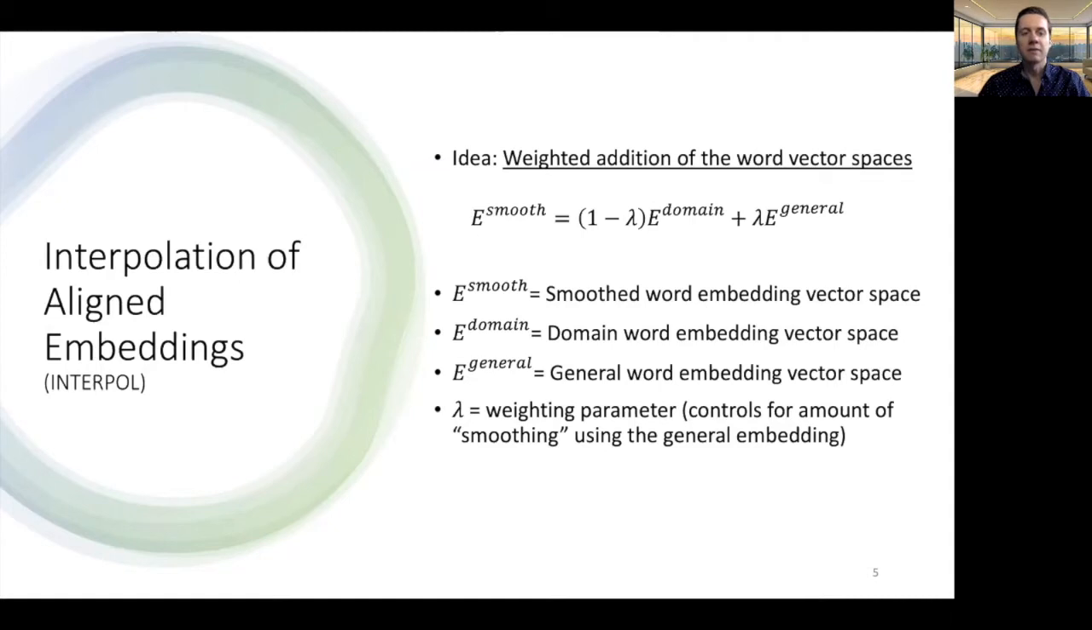First, I'd like to start with the interpolation of aligned embeddings, which we also call Interpol. The idea there is that we do a weighted addition of the word vector spaces. As you can see in this formula, the embedding space E smooth, which is going to be the resulting embeddings, is a linear combination of the domain word embeddings and the general word embeddings. We also introduce a mixing weight lambda, which basically accounts for how much general data will be introduced into the model. You can also think of this as a smoothing parameter, where lambda controls the amount of smoothing that is used from the general embedding.